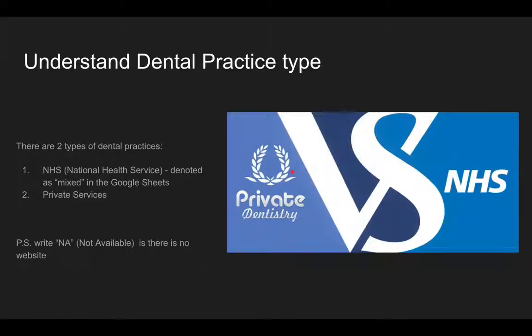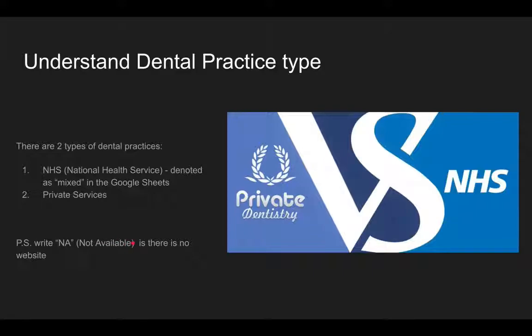Cool. So next thing, understand dental practice type. There are two types of dental practices in these datasets. The first one is NHS, which is National Health Services. That's denoted as mixed in that Google Sheet. This is nationally provided, and the other one is private services. If there's no website, you can write NA, which is not available, for that one.